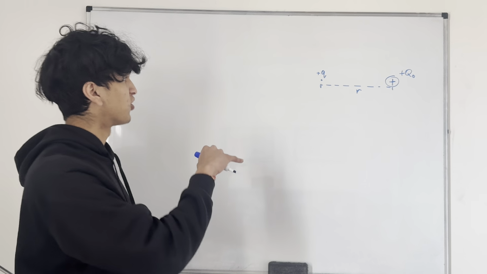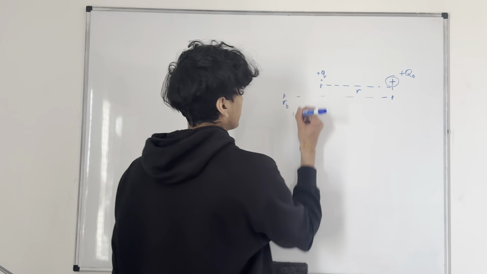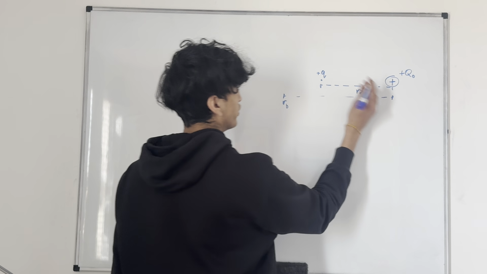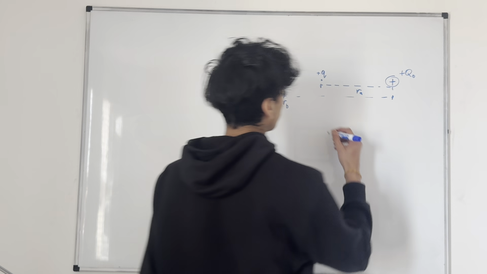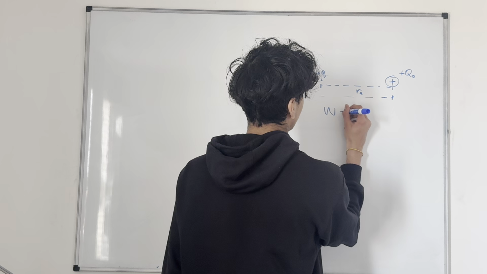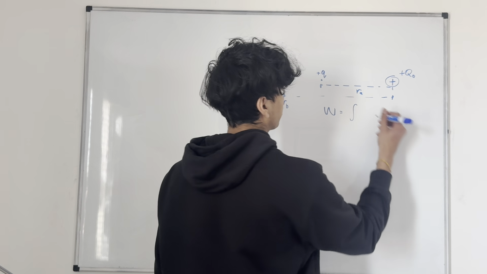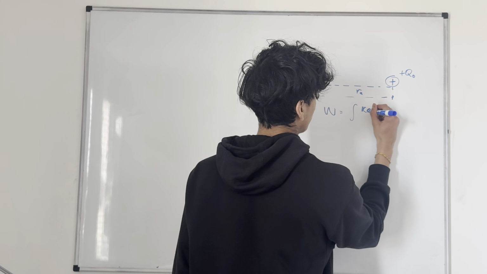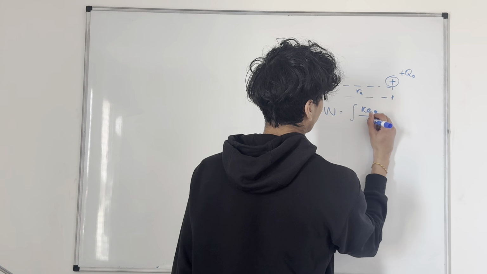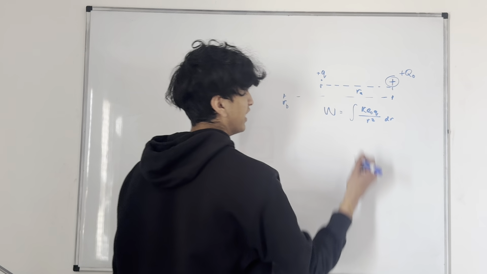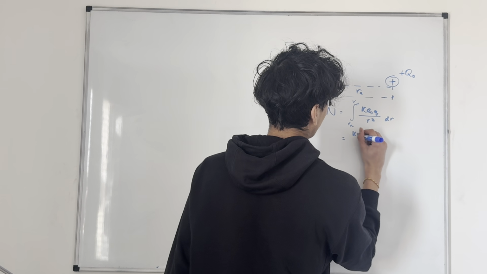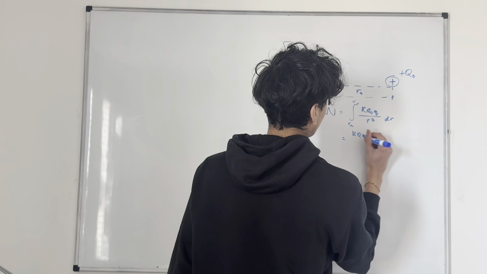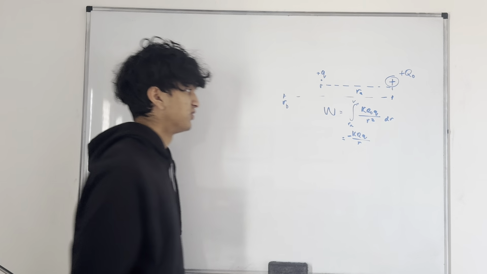So if you want to find that work, let's say this is RA, and then the point charge goes to a distance RB, and I want to figure out how much work was done. It would be as simple as saying that the work done is equal to the integral of the electric force, K Q naught little q over R squared dr, integrating from RA to RB. That would give us KQq over negative R, when you take the antiderivative.